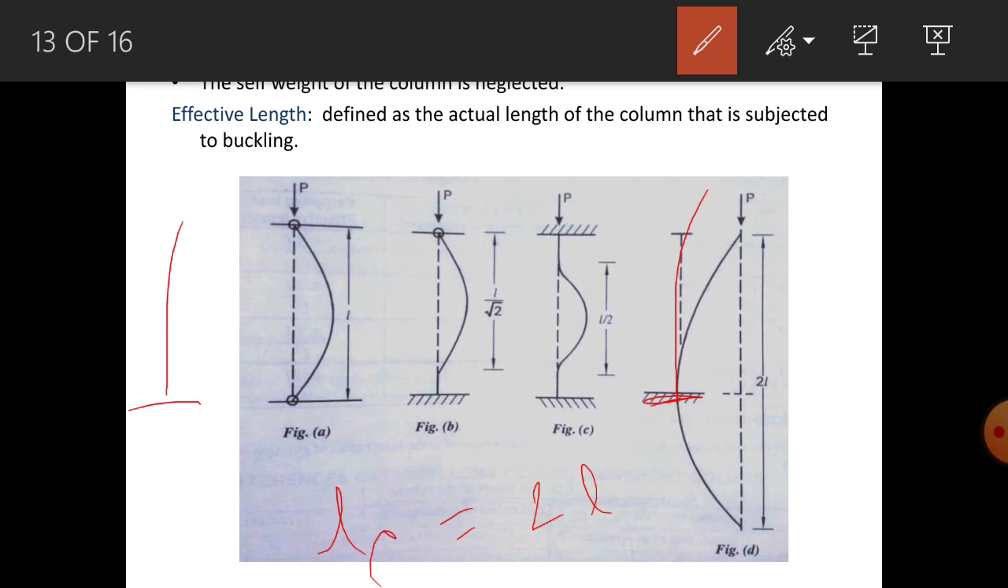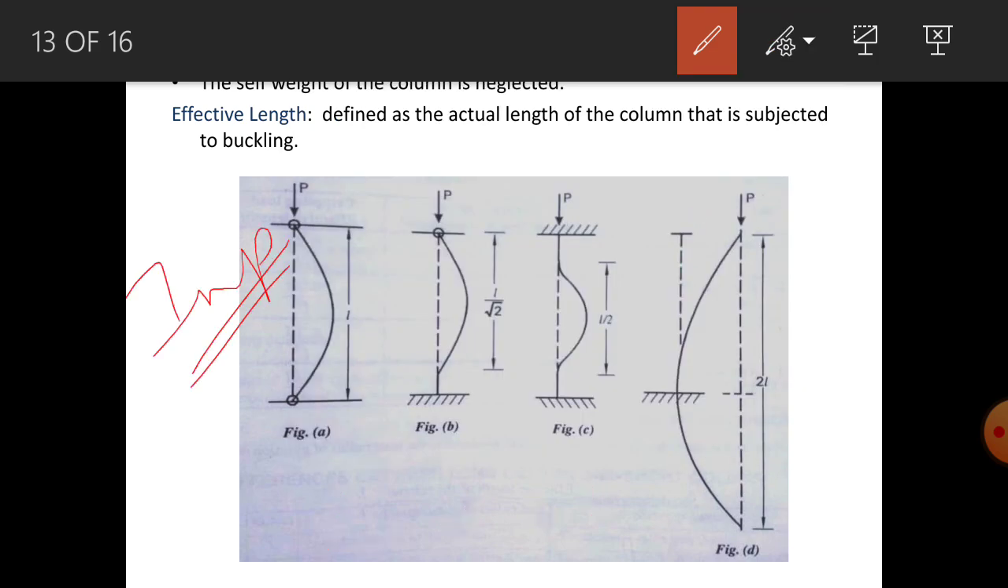If they give the effective length, directly use it. If they are not given the effective length and they only give the length of the column, you have to see the support conditions and find out the effective length. That is very important. You have to remember this. Without this you can't solve the problem, because the same effective lengths will be substituted in the formulas to solve the problems.